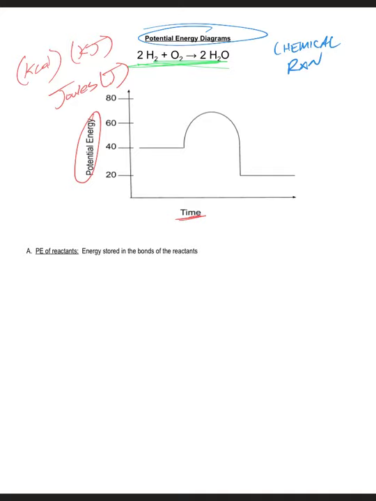Okay, so the first thing we need to know is where is the potential energy of the reactants, or what on this graph represents that. And this first horizontal line is going to be the potential energy of the reactants. It's how much energy is stored in the bonds of those reactants. So the energy stored in hydrogen and oxygen to start. And so if I were to ask you what is the potential energy of the reactants, it would be 40 joules for this particular example.